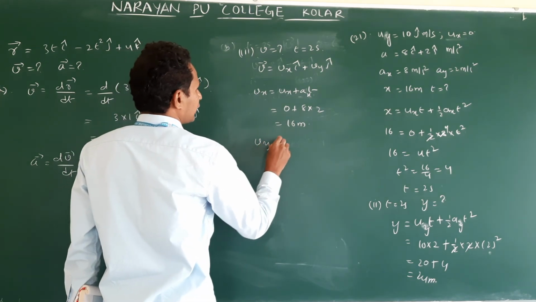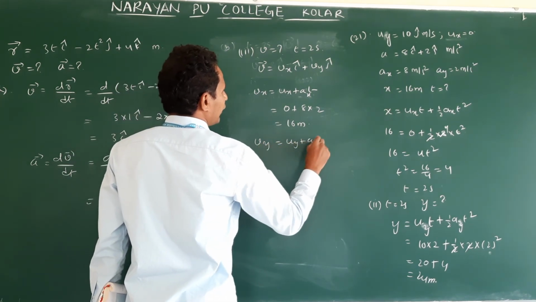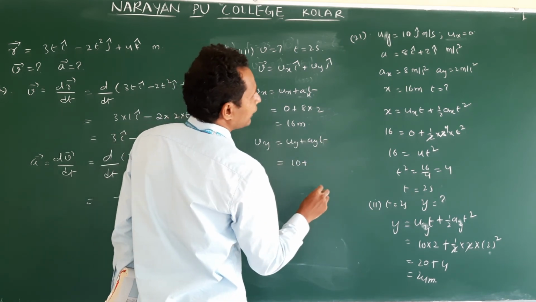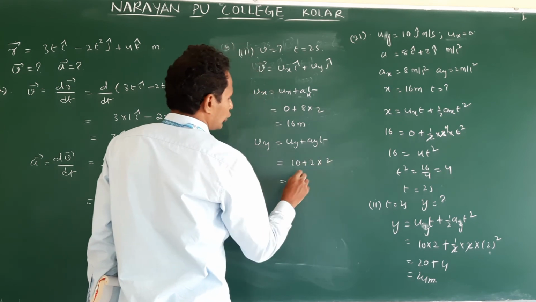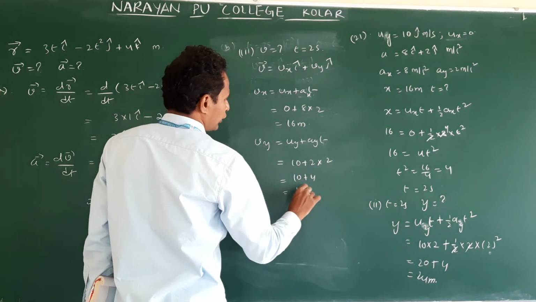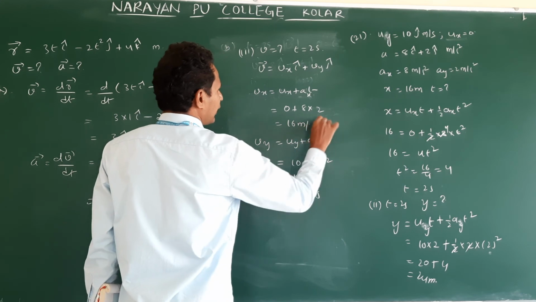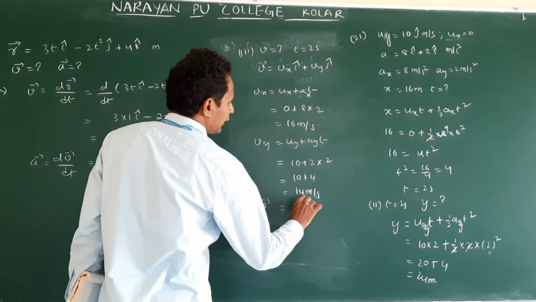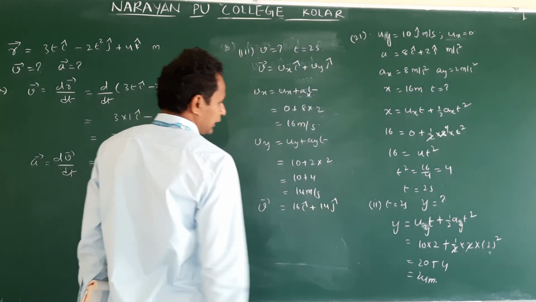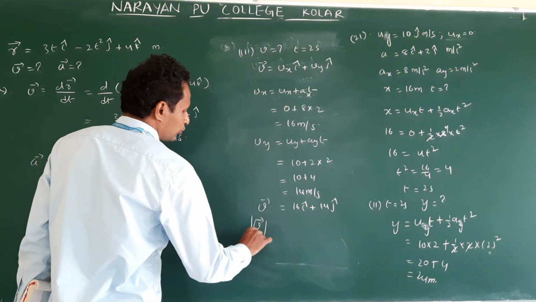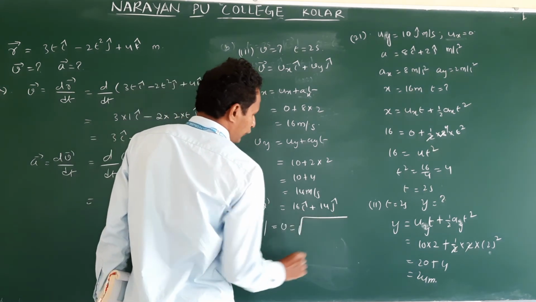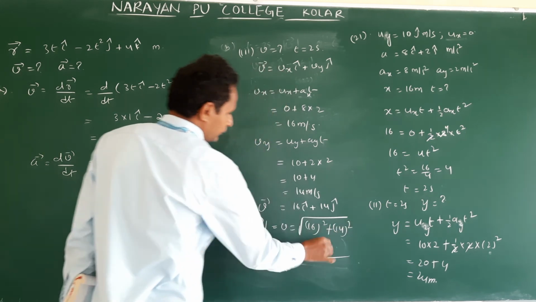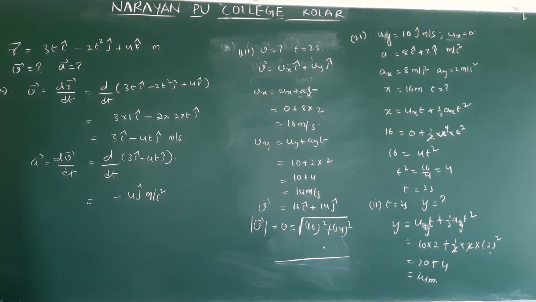Then Vy is equal to uy plus ay t. What is uy? 10. What is ay? 2, into 2. So 10 plus 4, 14 meters per second. The final velocity vector is v is equal to 16 i cap plus 14 j cap. If you want the magnitude, v is equal to the square root of vx square, 16 square, plus 14 square. You do it, you will get the answer.